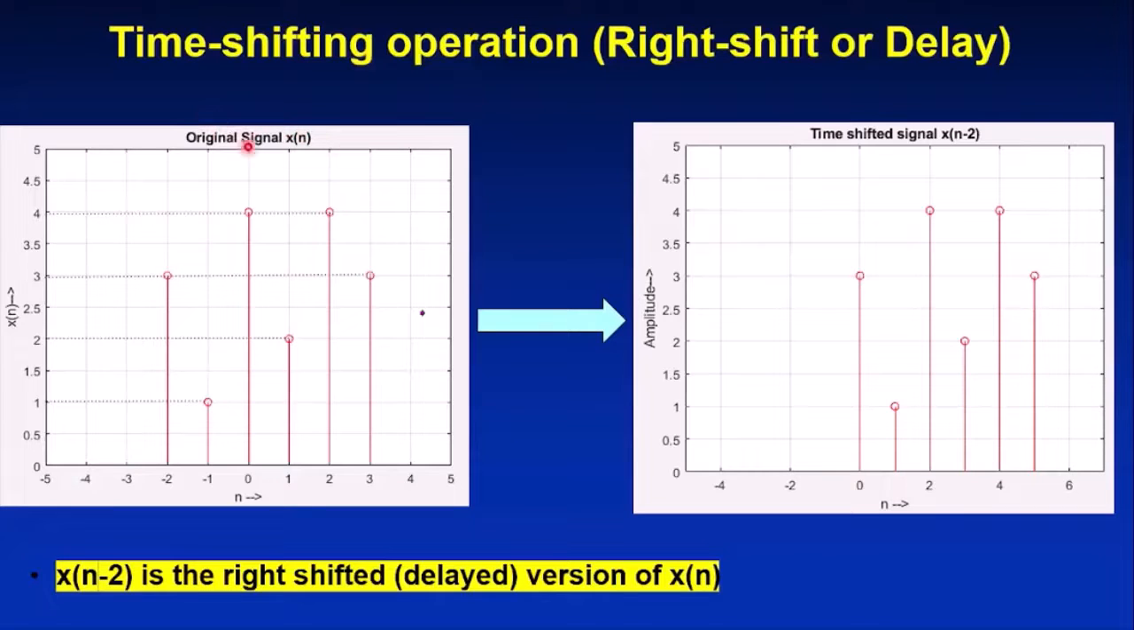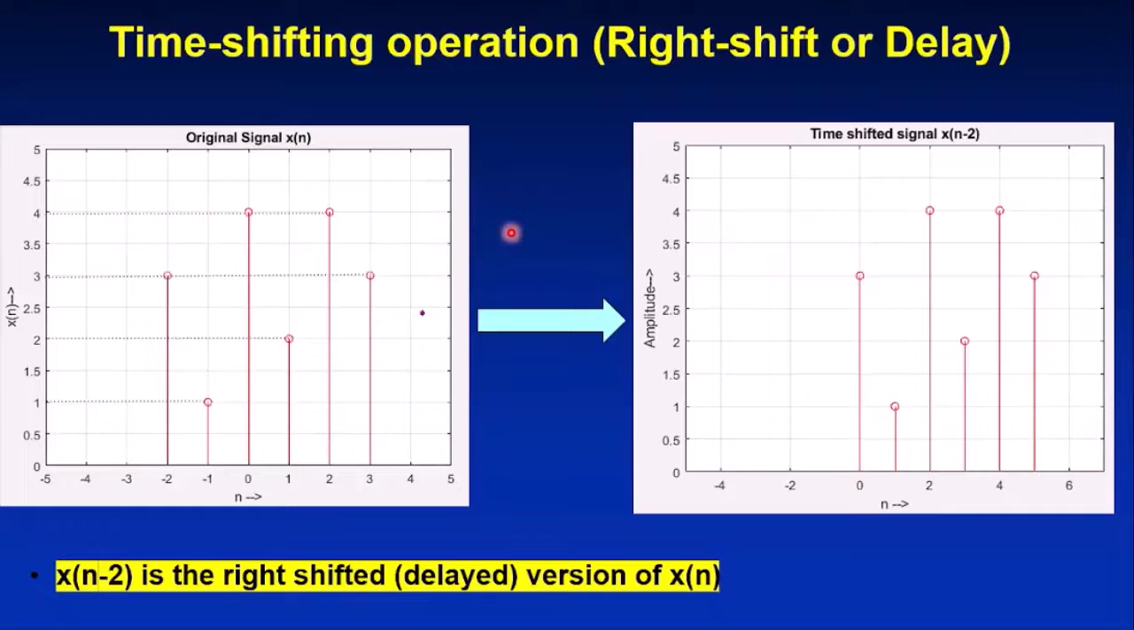In this slide, you can see that a time shifting operation is described. You have an original signal, which is x of n, a discrete time signal with 6 samples starting at n equal to minus 2 and up to n equal to 3. And these are all the different amplitudes. At n equal to minus 2, it has an amplitude 3, etc. So this is the signal x of n.